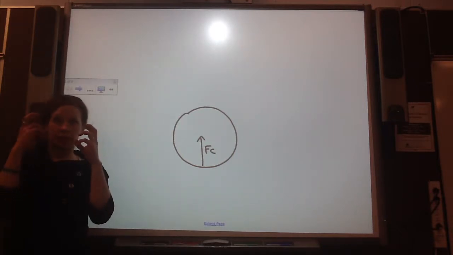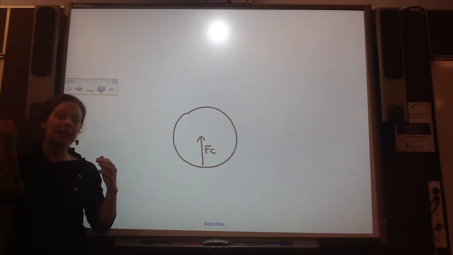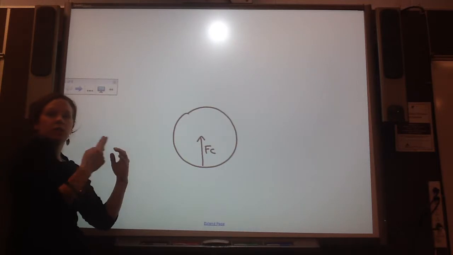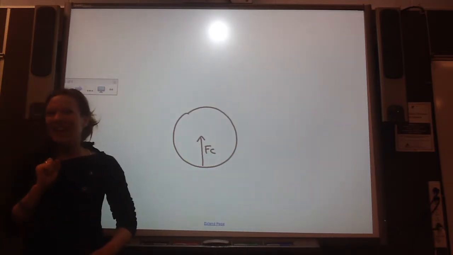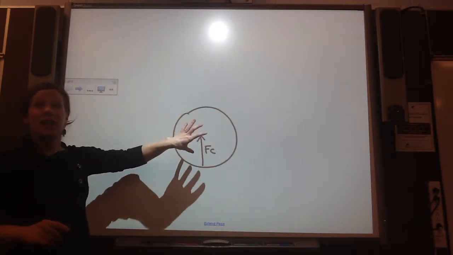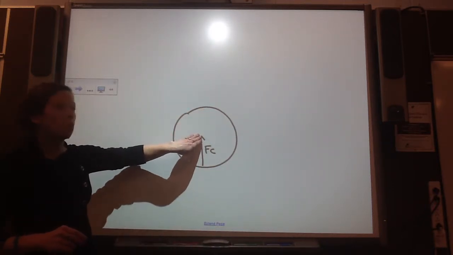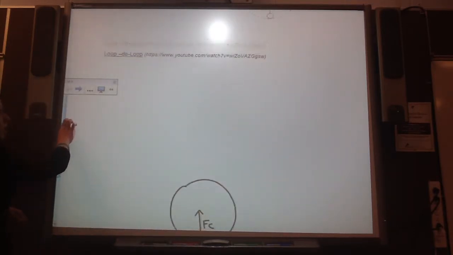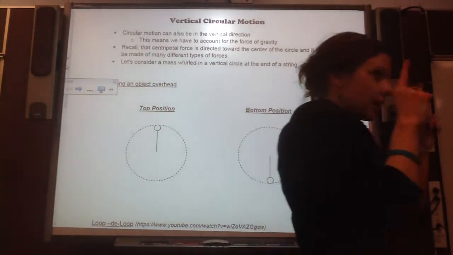Centripetal force is pulling it toward the center, but the velocity actually changes every time. It's kind of a hard concept, but I'm just focusing on centripetal force. It's always moving towards the center of the circle. So I just wanted to make sure we are all okay: centripetal, center.